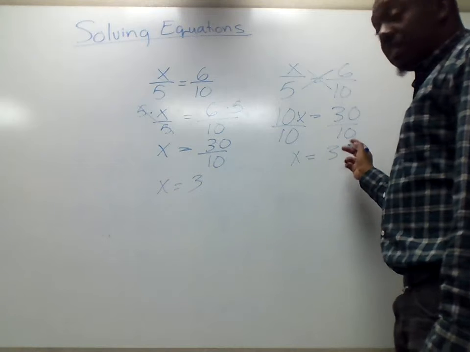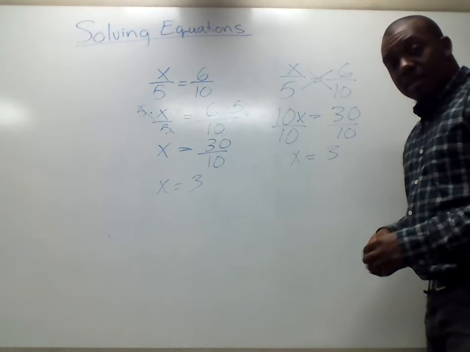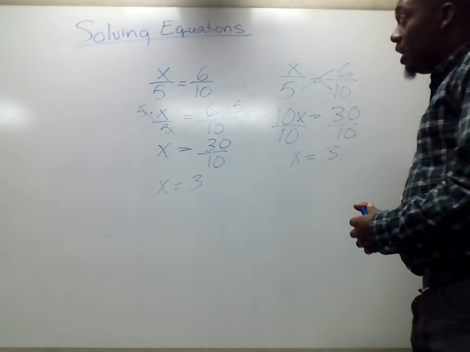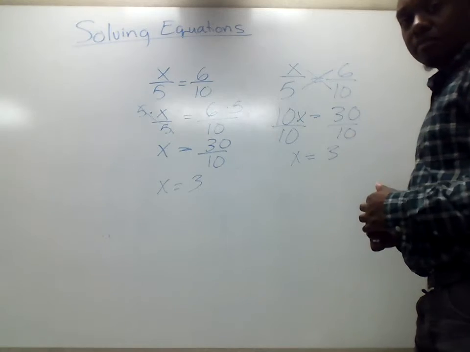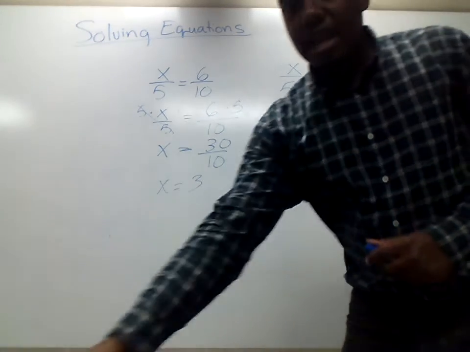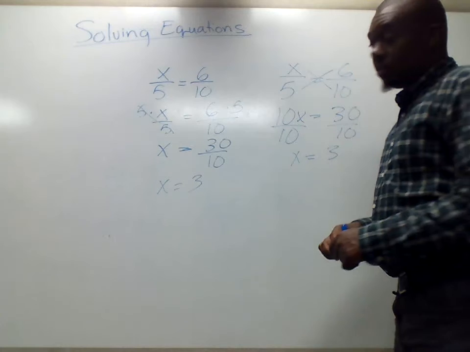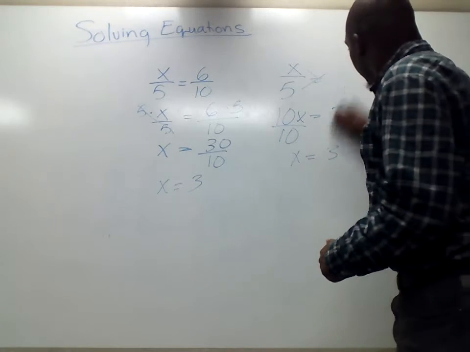And then we still get x equals 3. So either way, we get x equals 3. And that is solving a proportion. Now let's look at a two-step equation.